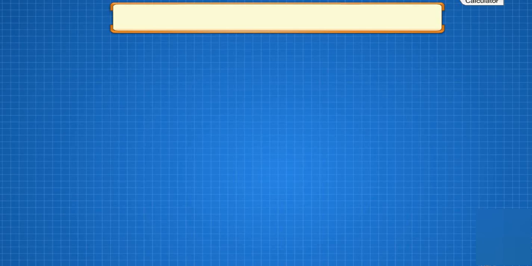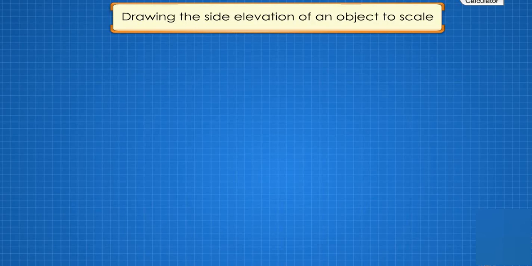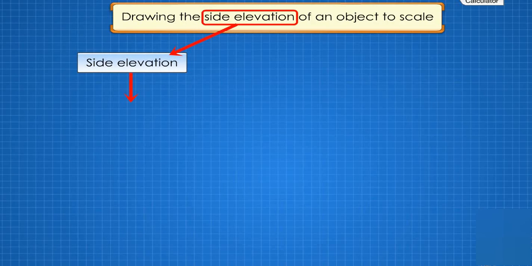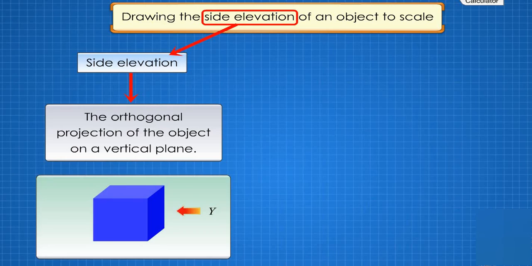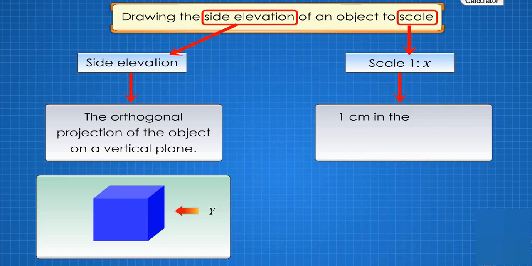In today's lesson, we learned about how to draw the side elevation of an object by using a given scale. The side elevation of an object is its orthogonal projection on a vertical plane as viewed from a certain angle. When drawing the side elevation of an object, using a scale of 1 to x, we must make sure that 1 centimeter in the drawing represents x centimeters on the actual object.